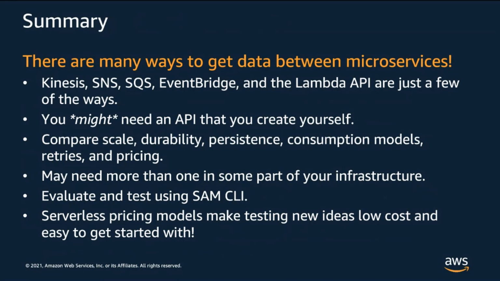To summarize, there's many ways to get data between microservices and for you to use the different messaging tools that we have. Kinesis, SNS, SQS, EventBridge, and the Lambda API are just a few of the ways. You might need to create an API yourself. What you should do is compare the scale, durability, persistence, consumption models, retries, and pricing, and you may need more than one in some part of your infrastructure. And those are the complex examples that we went through with our AWS SAM templates. You should evaluate and test using the SAM CLI, and serverless pricing models make testing new ideas low cost and easy to get started with.